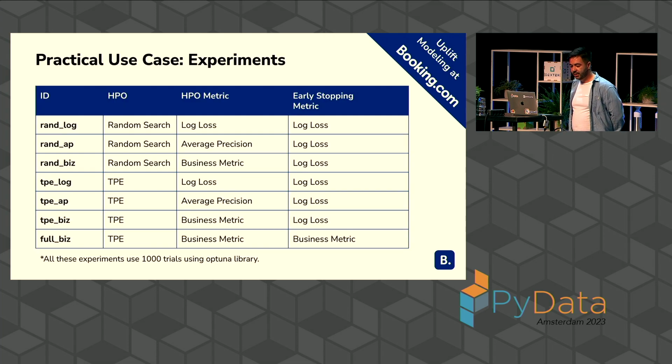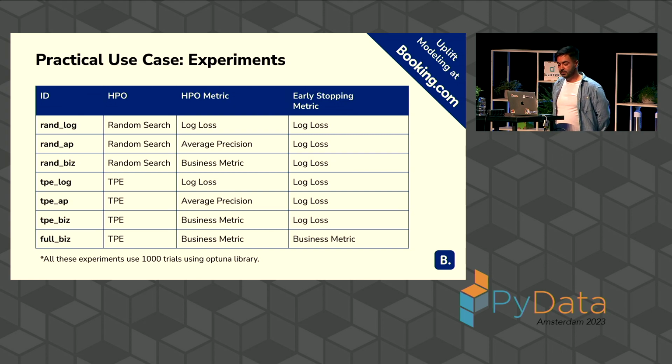My experiments here are going to be on a random search where my hyperparameter tuning metric is going to be one of 3: the log loss, average precision, and the business metric. And I go for a Bayesian optimization with TPE with those 3 metrics. And the last one I want to try out is the full business metric, where I do early stopping on the business measure, but also the hyperparameter tuning.